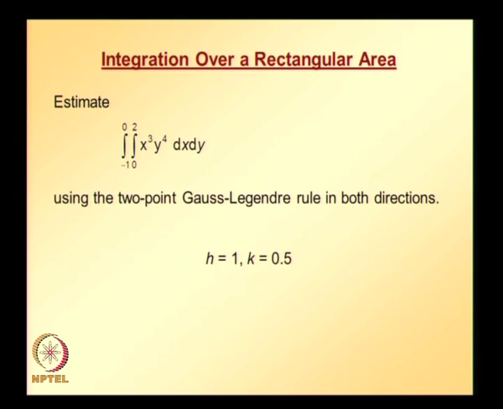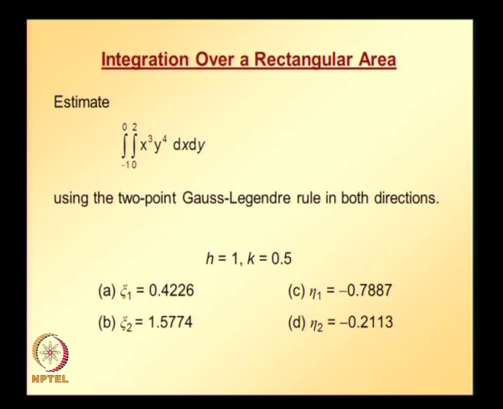h is nothing but half the dimension along x direction, that is 2 minus 0 divided by 2, which is 1. Similarly k is half the dimension along y direction, that is 0 minus of minus 1 divided by 2, which is 0.5. So h is equal to 1, k is equal to 0.5, and the integration points are given by the Cartesian product of psi 1, psi 2, eta 1, eta 2.